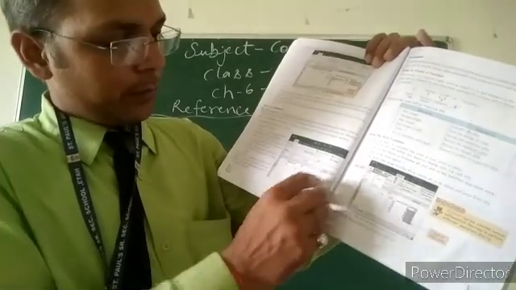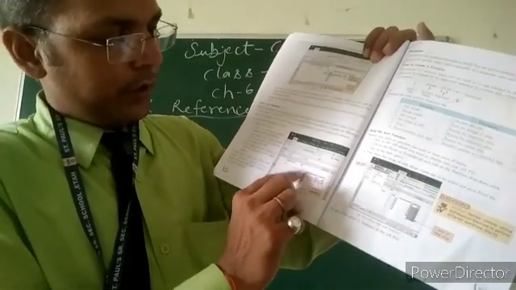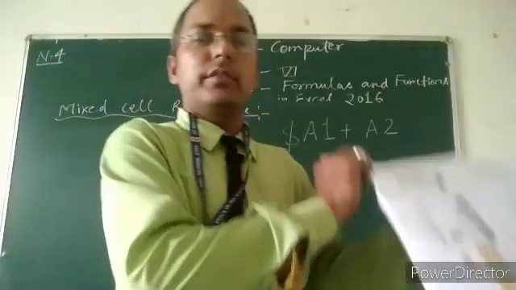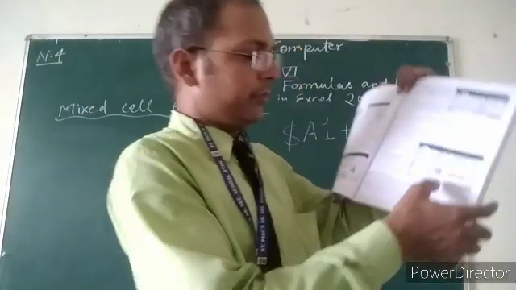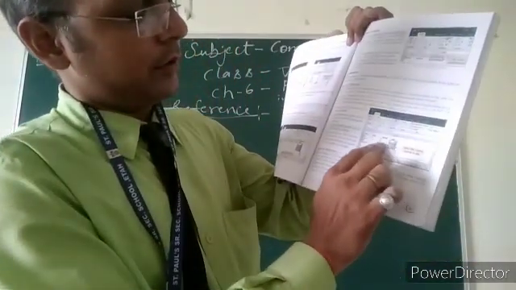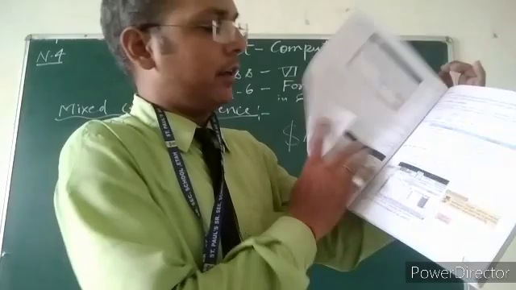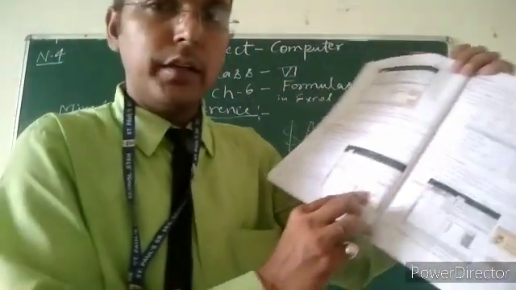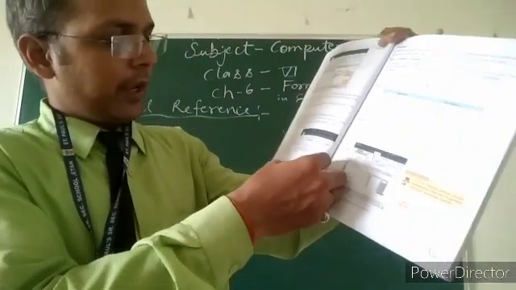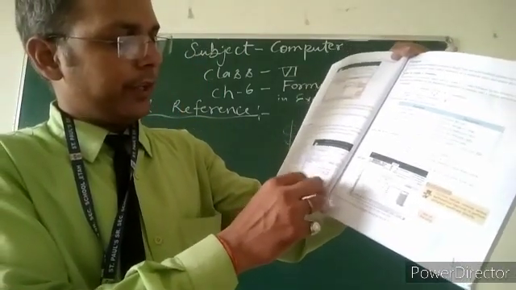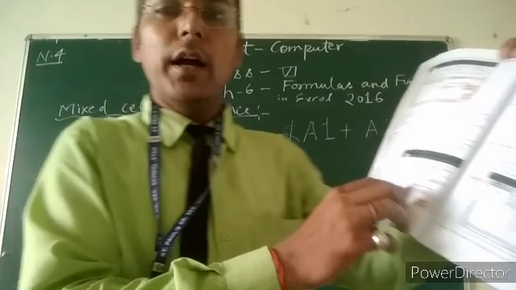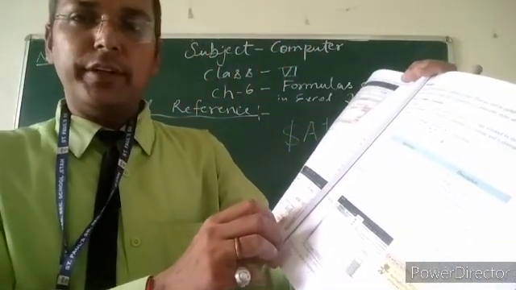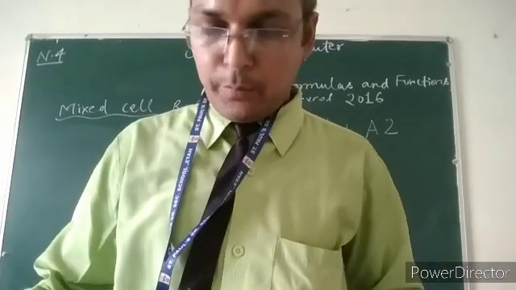So 180. The relation between the D column and E column is just like a relative cell reference. Multiplication here and minus here. So drag this and we can say it is the mixed cell reference. Here we use the absolute cell reference and the relative cell reference. We call this the mixed cell reference.